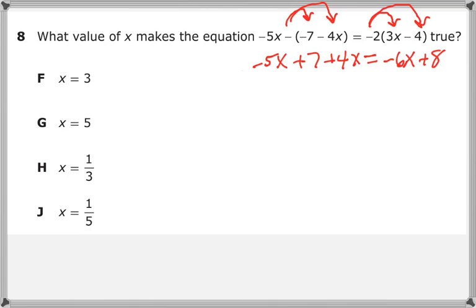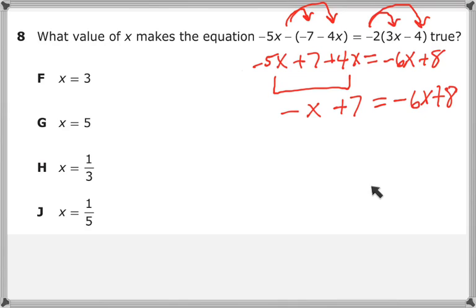So here we have a negative 5x and a positive 4x. These are both like terms, so we're going to go ahead and put those together. A negative 5x and a 4x gives us a negative x. And then we just have a plus 7, so bring down our plus 7. There are only two terms on the right side, and they're not like terms, so let's leave them separate. So we have negative 6x plus 8.